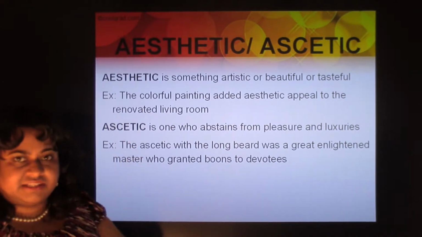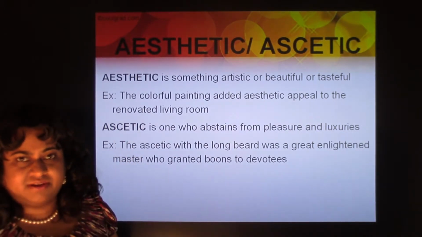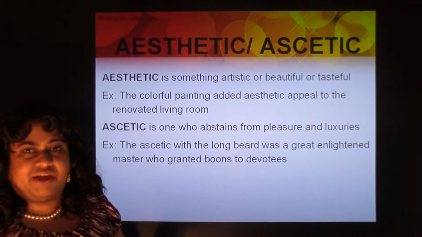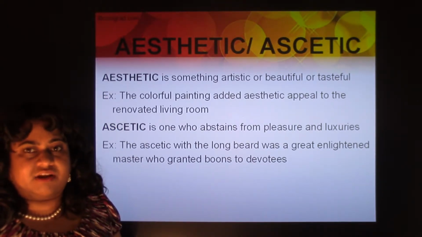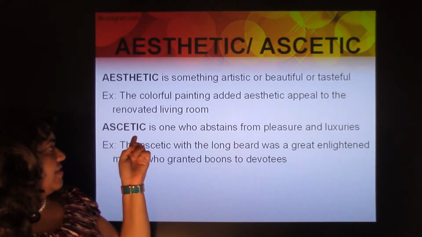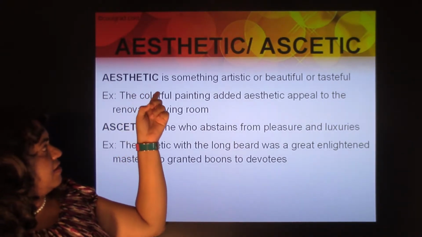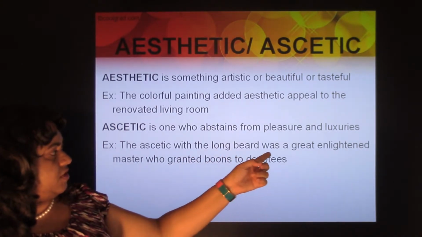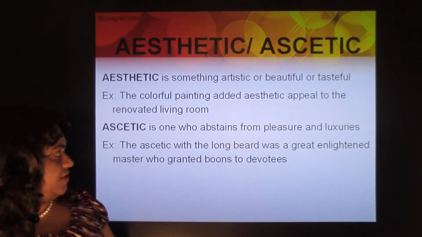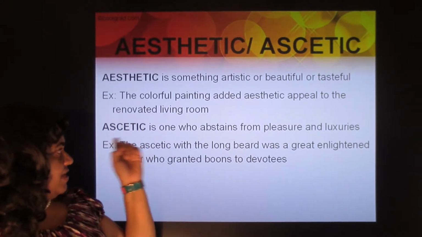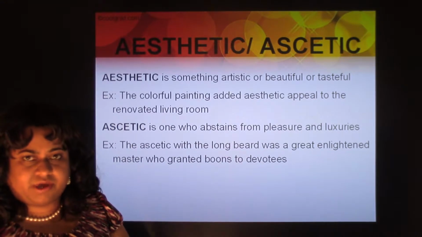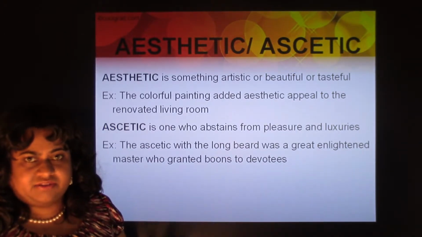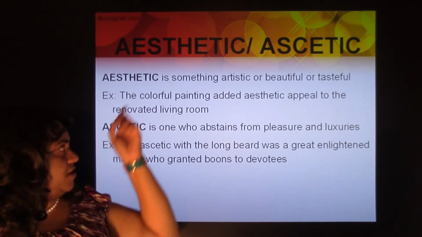And ascetic has nothing to do with art. An ascetic is like a sage, a hermit, someone who has renounced the world, who abstains from physical pleasures, who focuses on something more subtle, like the cosmic truths. So ascetic is a noun, and aesthetic is like an adjective. So, the ascetic with the long beard was a great enlightened master who granted boons to devotees. When you think of ascetic, think about a hermit, a sage in the Himalayas, okay? And when you think of aesthetic, think of a colorful painting. Artistic, okay? See, they're very different words. One is a noun and the other is an adjective.